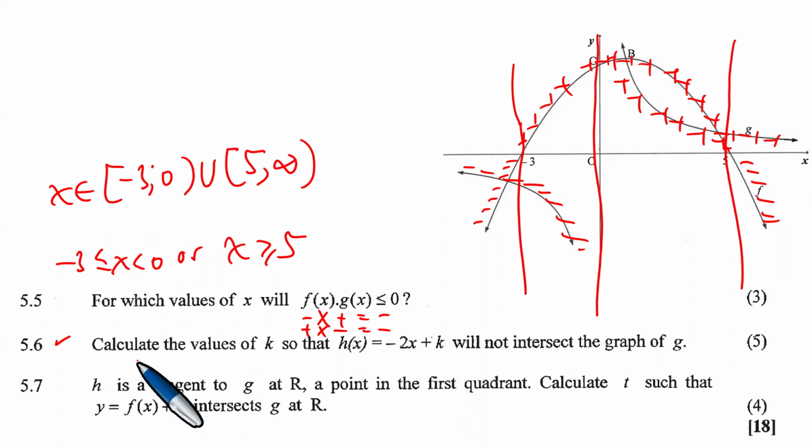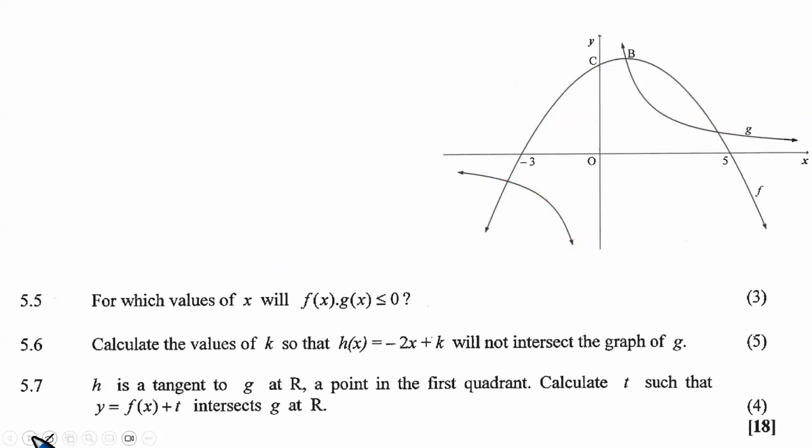In the next question, we want to calculate the values of k so that these ones will not intersect. Let's look at that one. Calculate the values of k so that h, which has the equation -2x plus k, will not intersect the graph of g. Just look at the function h.